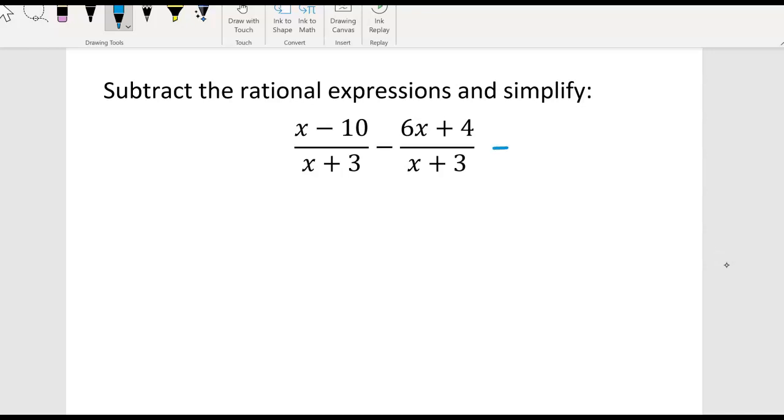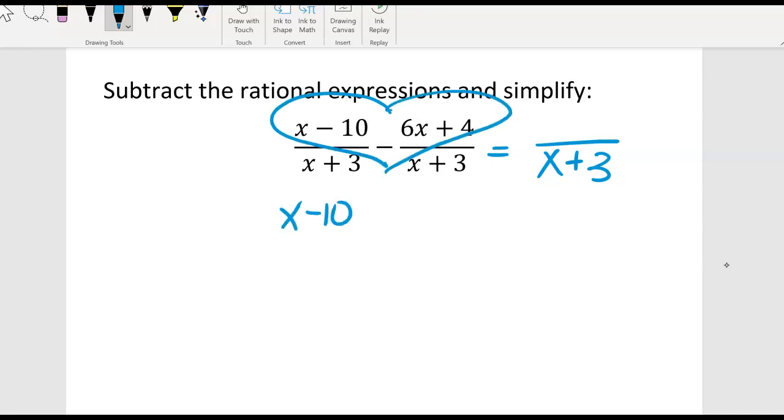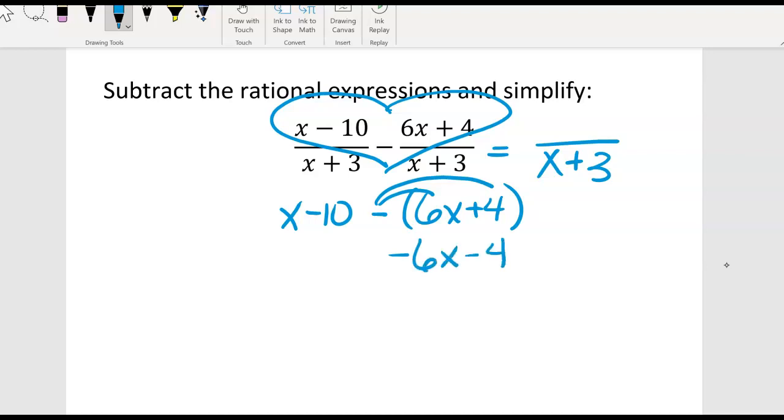Otherwise, here we go. My common denominator is x plus 3. And so I'm going to keep it x plus 3. I'm going to work across the top. And so this is x minus 10 minus, and I'm going to throw parentheses around 6x plus 4. Again, just to remind myself that I have to subtract all the terms, not just the first one. And so they become minus 6x and minus 4.